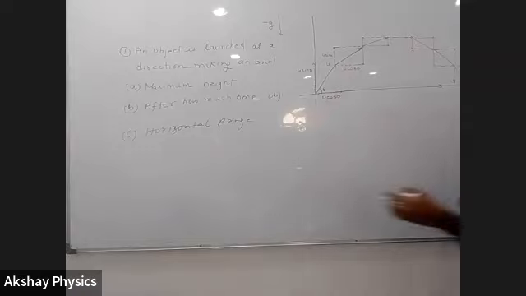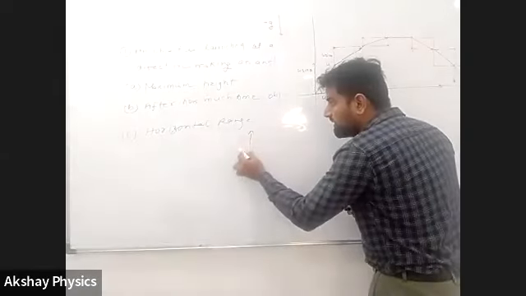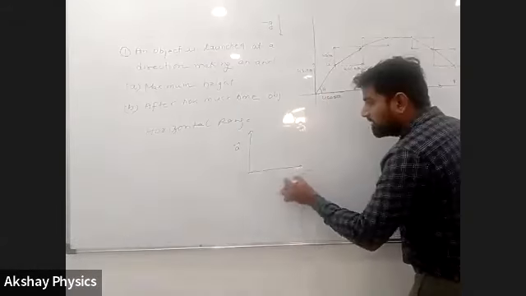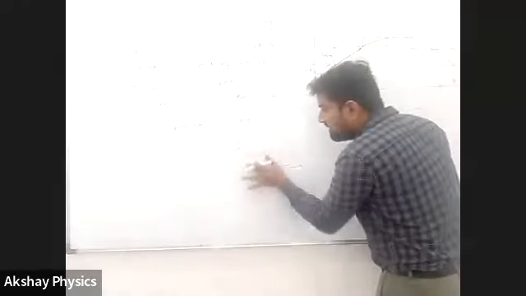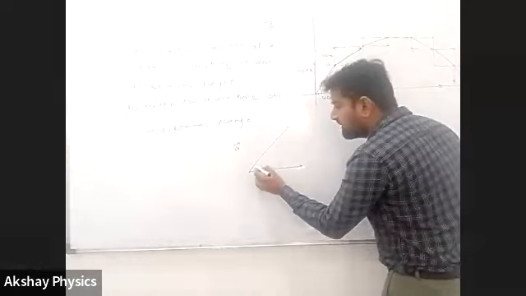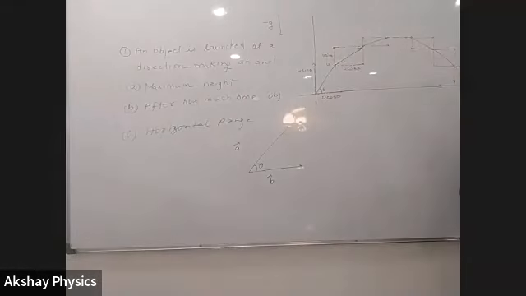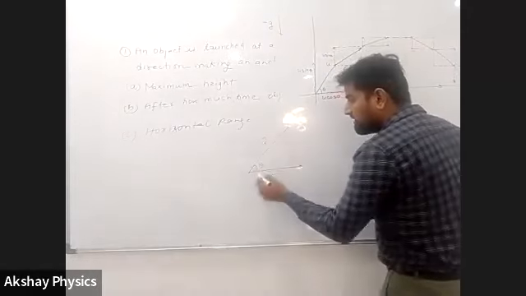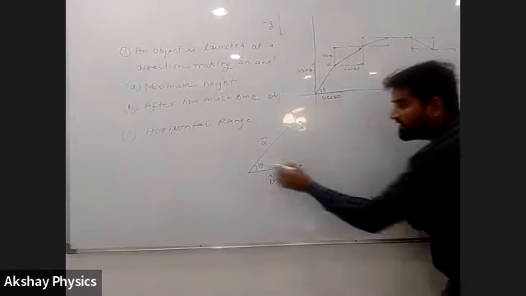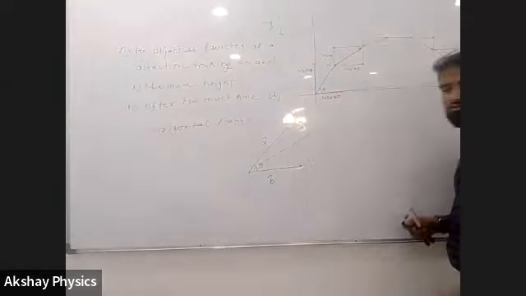See, we all know that if I have two vectors, like this is one vector, that is A vector, and this is the second vector, that is B vector. Both are co-initial, and they have a certain angle between them. This is A vector, this is B vector. Then the resultant vector will be in this direction.